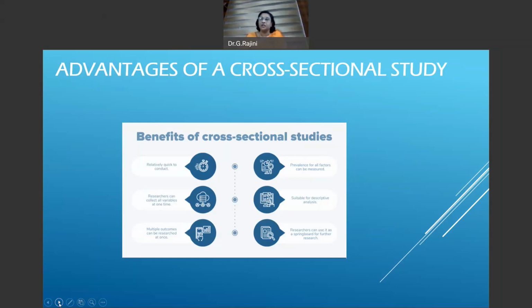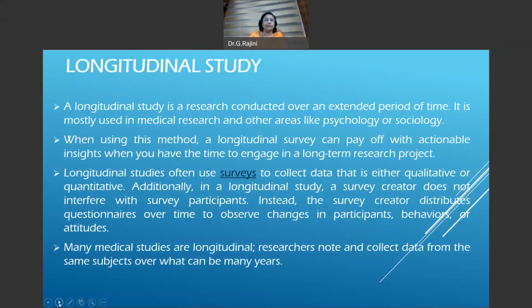It's suitable for descriptive analysis. Okay, not for exploratory, it is for descriptive. Researchers can use it as a springboard for further research.